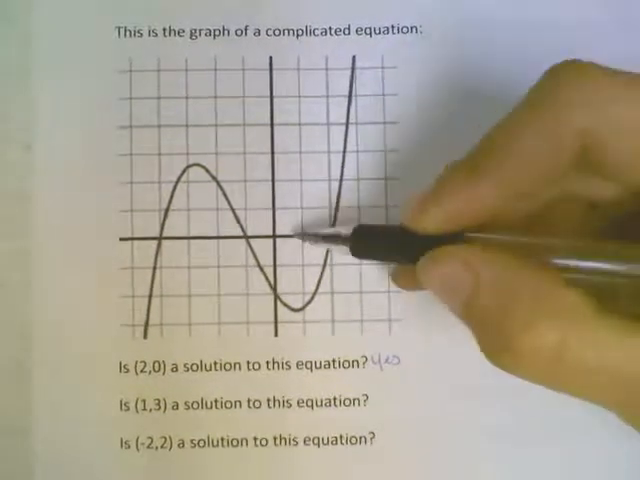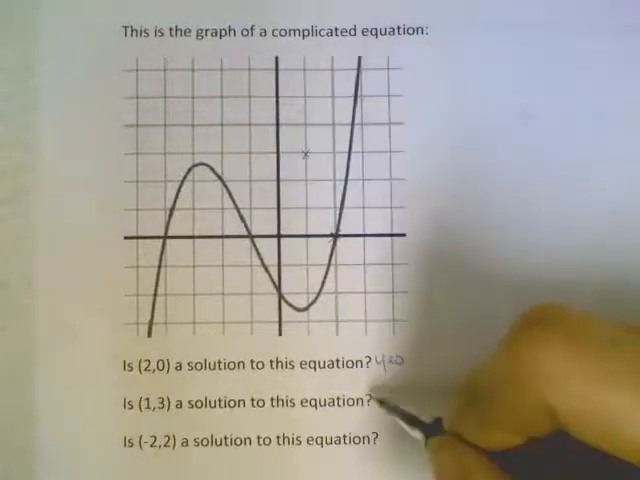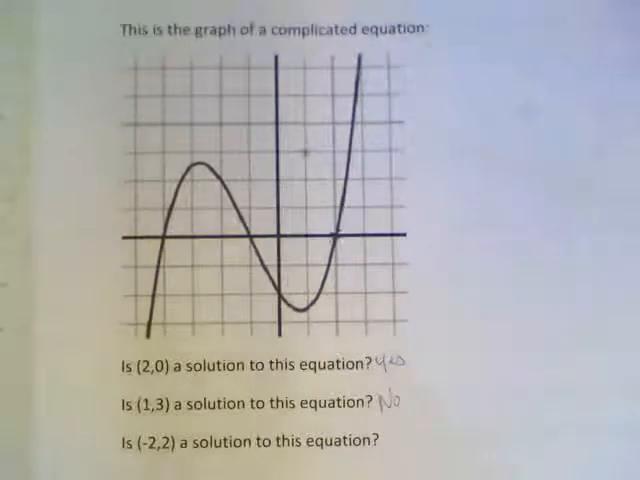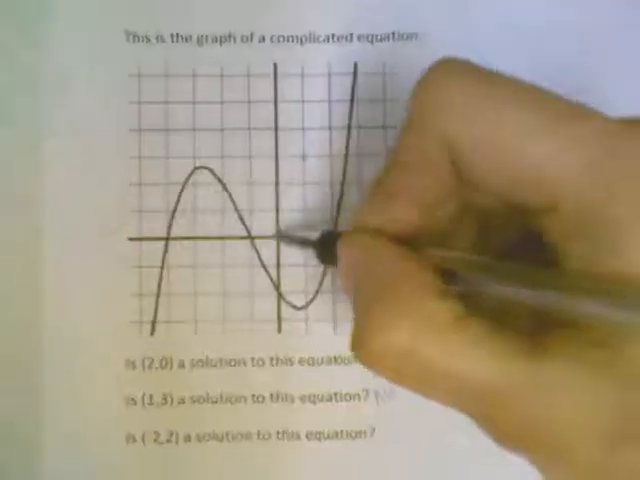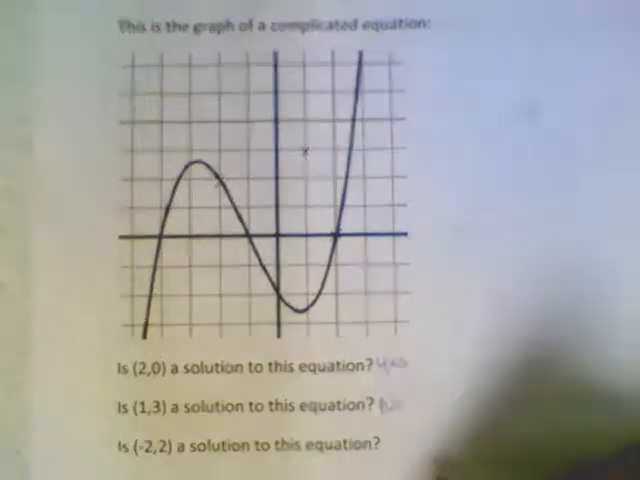The point (1/3, 1 1/2, 3) is not on the graph. So it is not a solution to the equation. The point (-2, 2) is right here. That point is also on the graph.